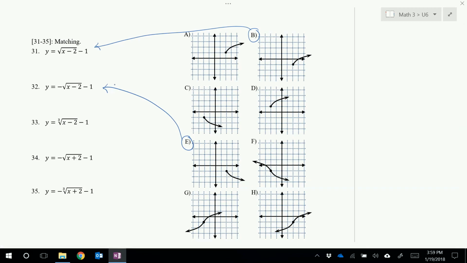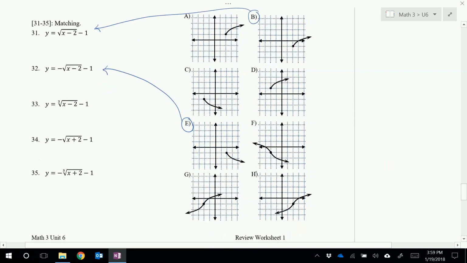33 is a cube root function, and its center is right 2, down 1, so that would be H. And 34, we have a square root function decreasing, starting at left 2, down 1, that would be C. And 35, we have a cube root function reflected about the x-axis, and starting at left 2, down 1. So that would be F.